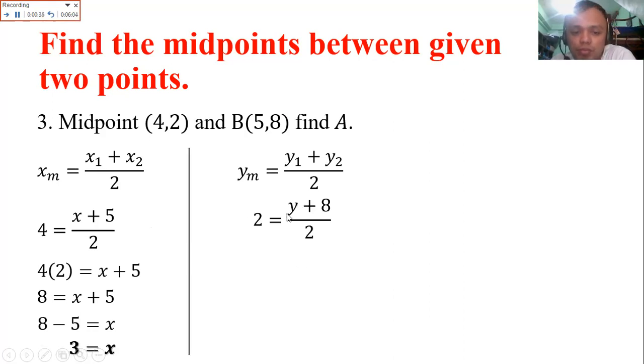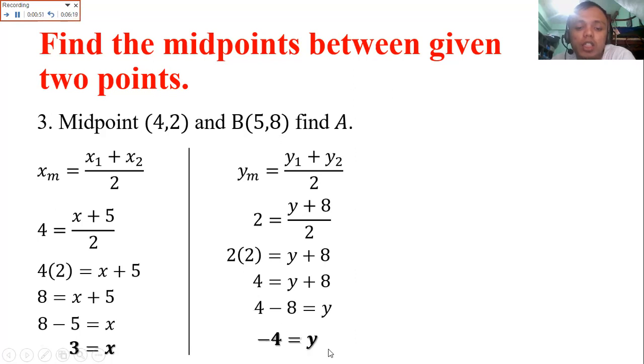Next, y sub m is 2. Ito yun. Y sub 1 unknown pa. Y sub 2 is 8. Galing yan dito. Over by 2. Multiply 2 times 2. Now that is 4. Transpose 8 to the other side. We have 4 minus 8. That is negative 4. No? For the value of y. Therefore, point A, no, is 3 and negative 4 as coordinates.